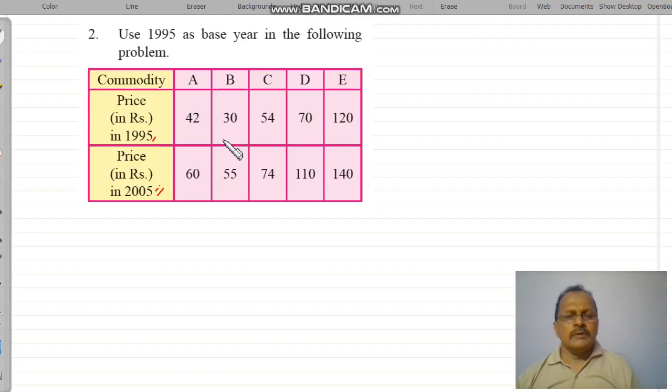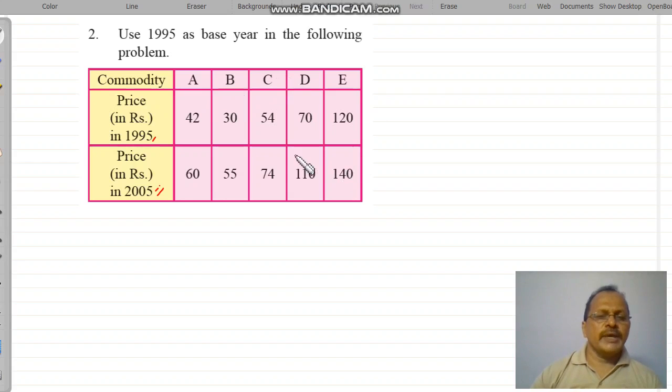The problem from your textbook is: use 1995 as a base year in the following problem and find out the price index number by simple aggregate method. Commodities A, B, C, D, E are given, prices in the year 1995 and prices in the year 2005 are given to us. Using this data, we are going to make a table. Actually the table is exactly similar, but we are going to make a vertical table. I will take a break till the table is drawn.